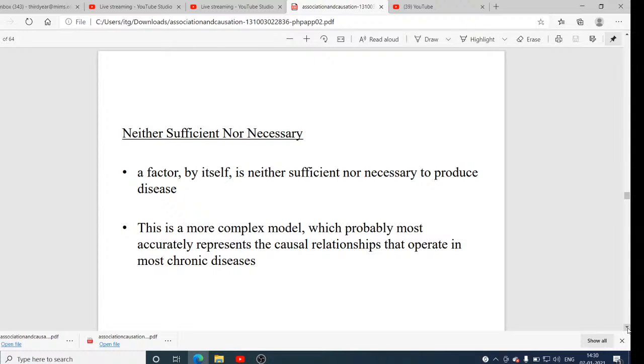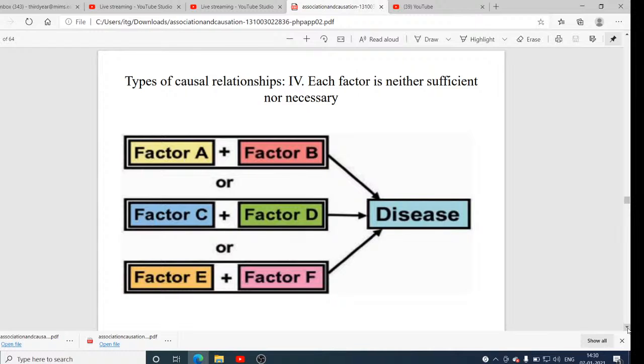This is a more complex model, which probably most accurately represents the causal relationship that operates in most chronic diseases. Now, types of causal relationships. Each factor is neither sufficient nor necessary.